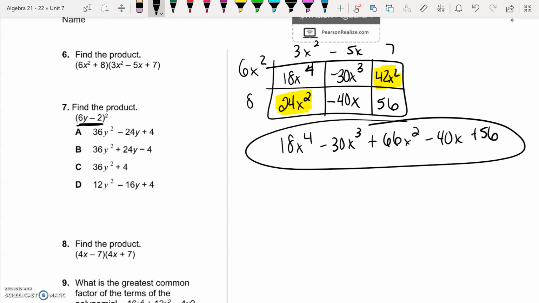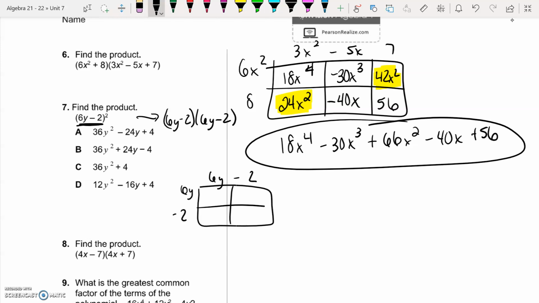This one, do not forget, you don't distribute the 2. Instead, when it says to square something, you should write it twice. So this means we're also going to do the box method again. So we're going to do 6y minus 2 down the side, and 6y minus 2 across the top. So I'd have 36y squared, negative 12y, and a positive 4. So if you think about this, these do not cancel each other out. In fact, they make a bigger negative, so it should be negative 24y. So that makes the answer A.